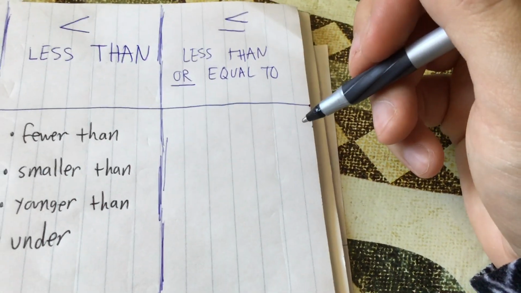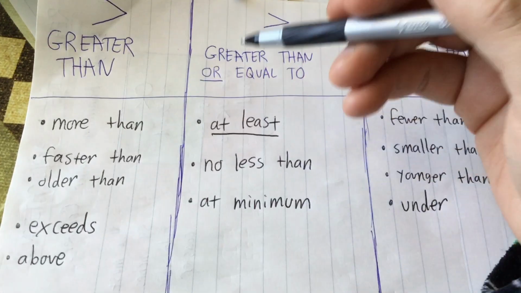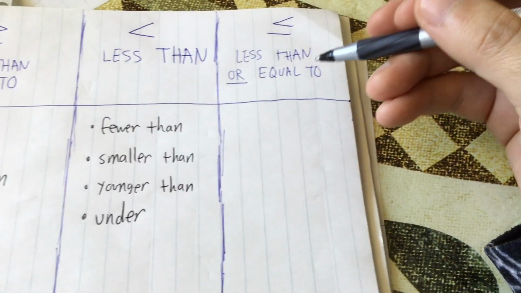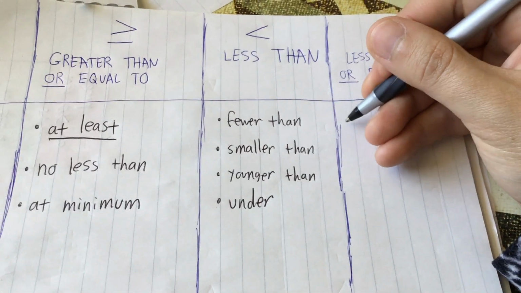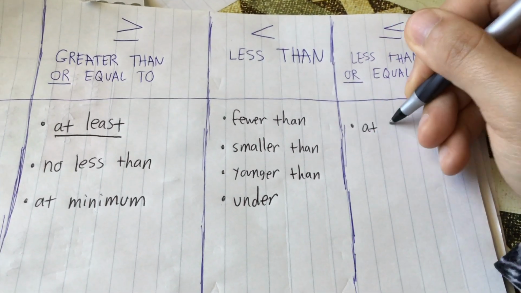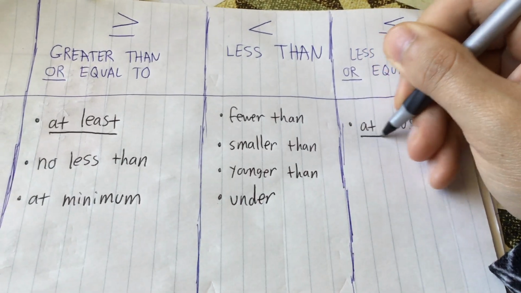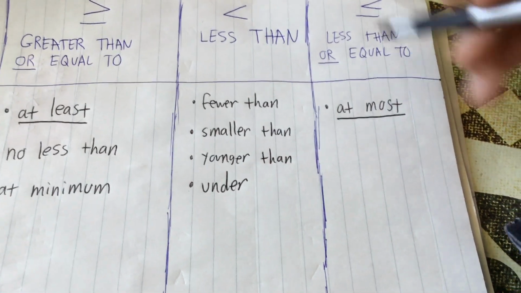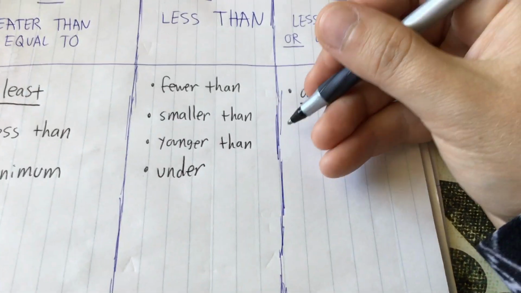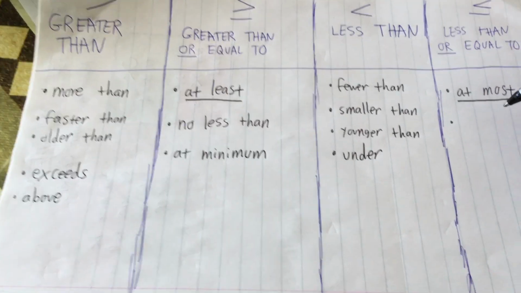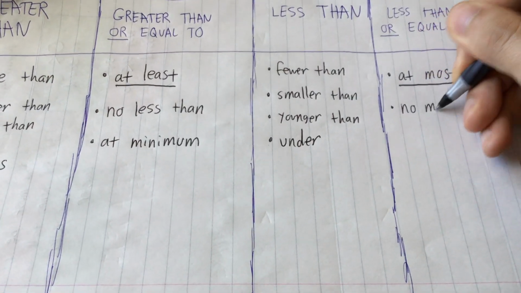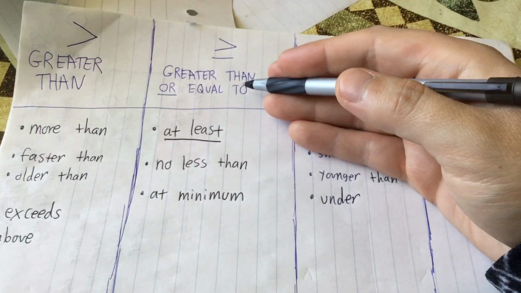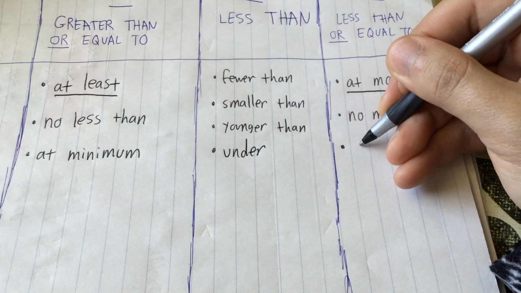Less than or equal to. So if at least implies greater than or equal to, when would you ever see less than or equal to? I always see at most. So if you see fewer than or less than versus at most, big difference. So no more than means less than or equal to. And instead of at minimum meaning greater than or equal to, that means at maximum.